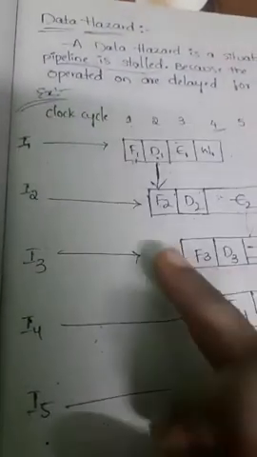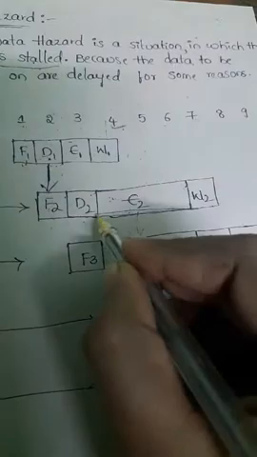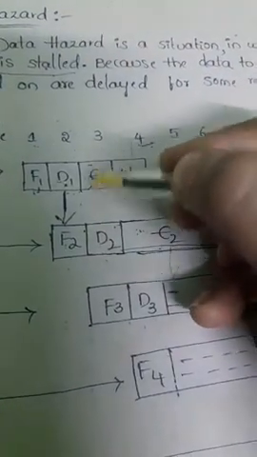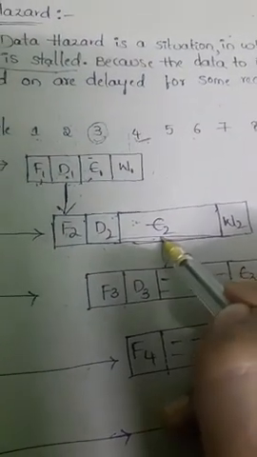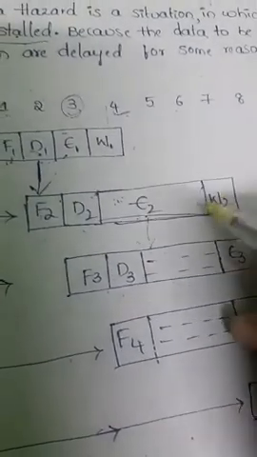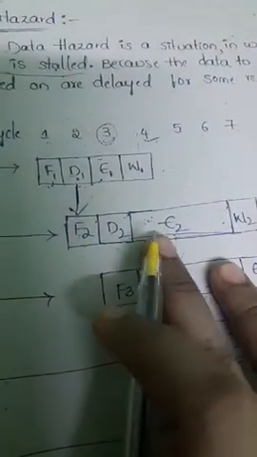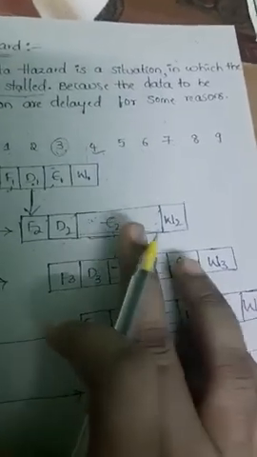So here F2 will be started. But you can see in the execution of instruction 2 there is a delay. Instruction 1 is executed in only 1 clock cycle, but instruction 2 takes the 4th clock cycle, and the 5th, and the 6th one also. So you can see there is a delay which has happened here in the execution of instruction 2.